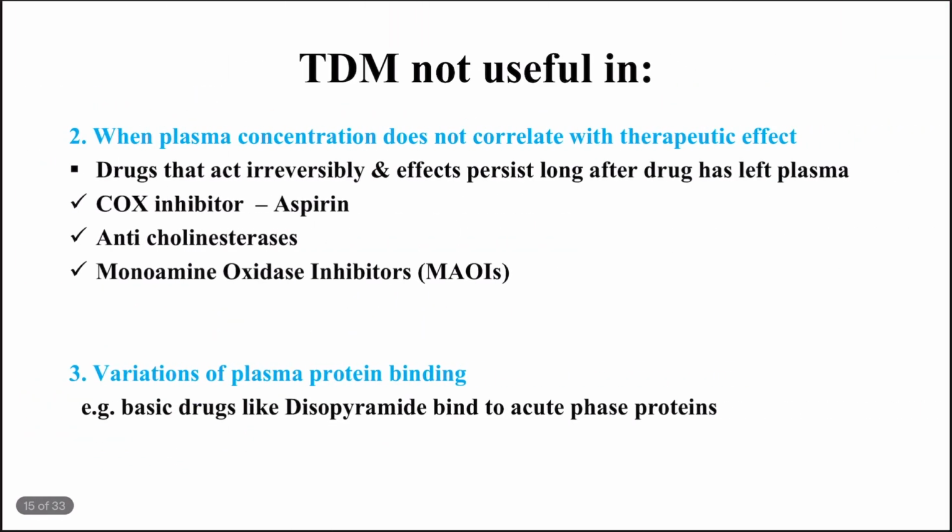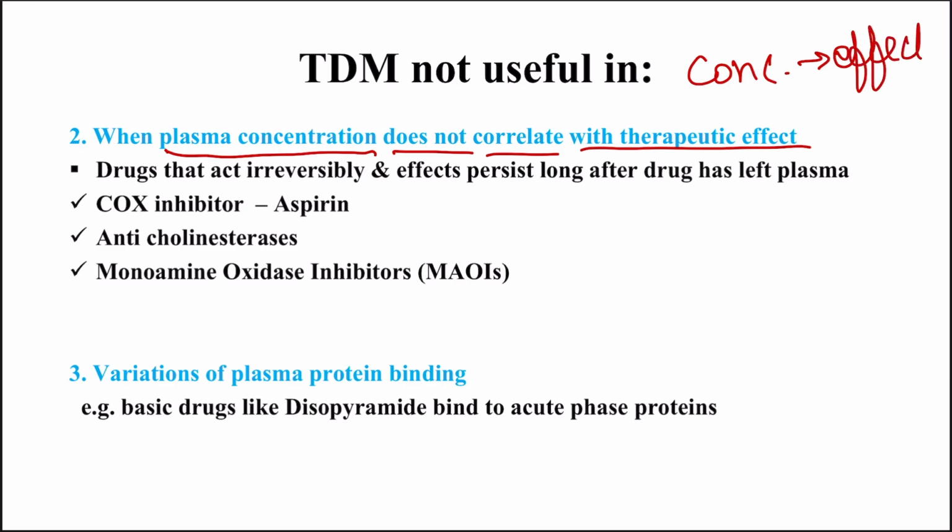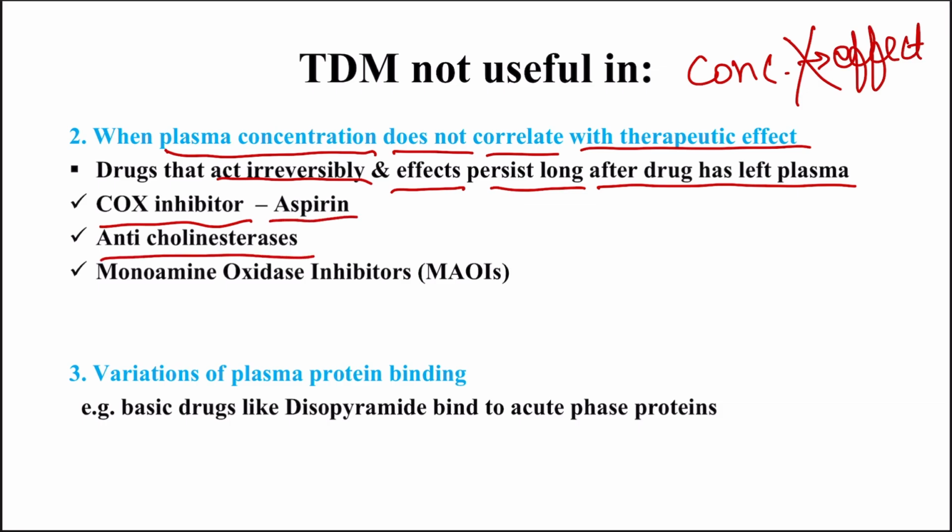Next, therapeutic drug monitoring is also not done when the plasma concentration of the drug does not correlate with the therapeutic effect. As I have mentioned in the first slide itself, the concentration should be correlating with the effect. In case the concentration is not correlating with the effect, then therapeutic drug monitoring cannot be done. For example, the drugs which act irreversibly and their effects persist long after the drug has left the plasma. It means the drug has left the plasma but still the effect is present. This can be seen in the case of hit and run drugs. Examples include COX inhibitor, that is aspirin, then we have anticholinesterase, then we have monoamine oxidase inhibitors which are used in the case of Parkinson's disease.